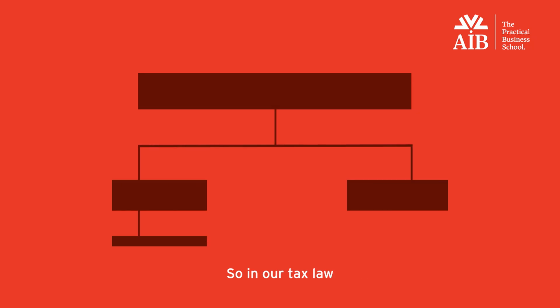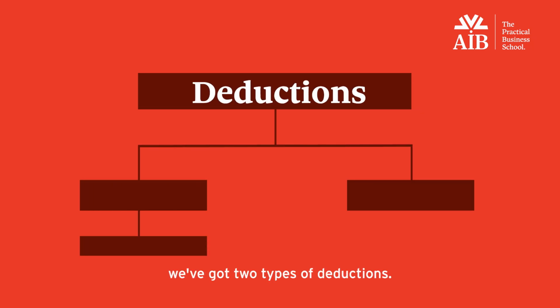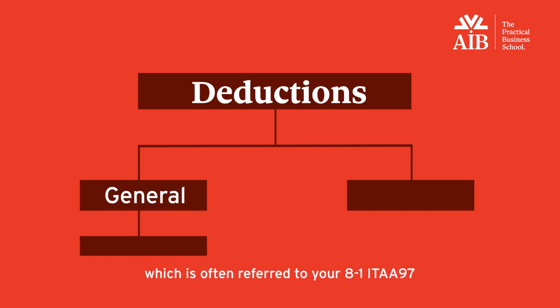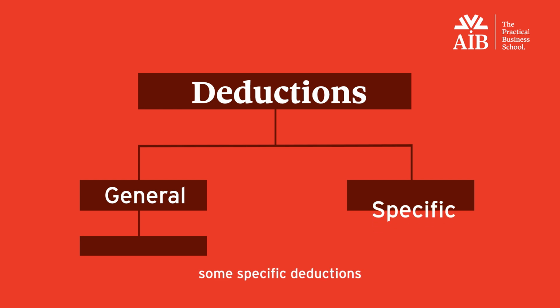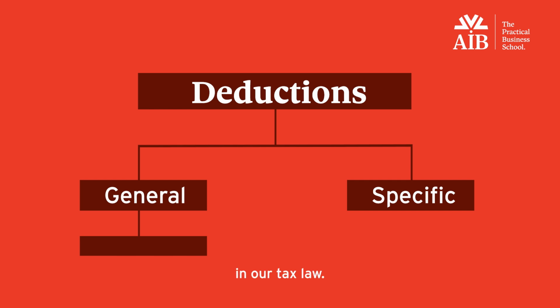So in our tax law, we've got two types of deductions. We've got what we call the general deduction, which is often referred to as your 8.1 general deduction provision. And then we've got some specific deductions, which are those deductions that are expressly included in our tax law outside of that general provision. Self-education deductions fall within that first component.